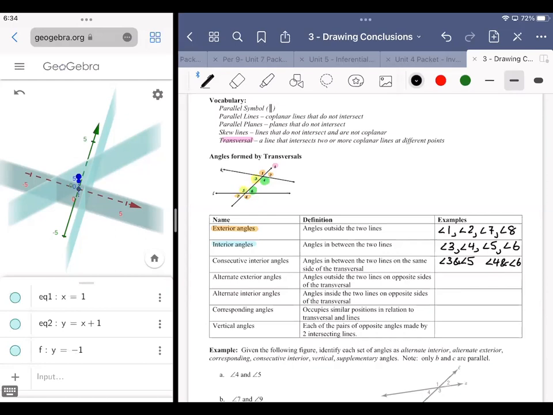Alternate exterior angles. So alternate interior, alternate exterior angles, it's sort of weird in the sense that in some ways it's common sense, and in other ways it's like, I'm not really quite following. So they're outside of the two lines, the two non-transversal lines, but on opposite sides of the transversal. That's easy enough, but it's easy to kind of lose sight of that.